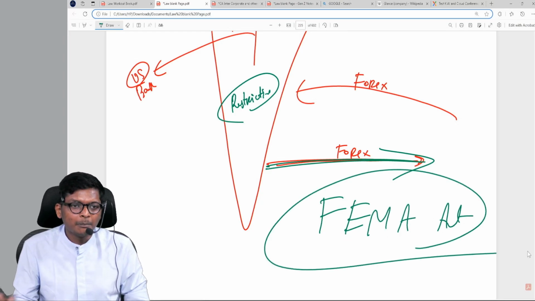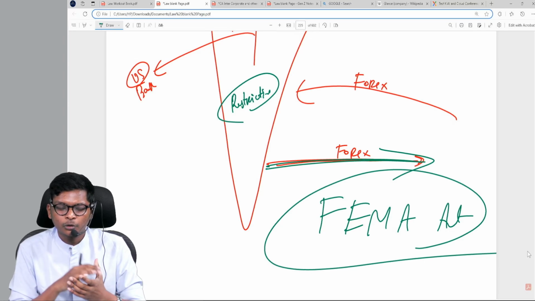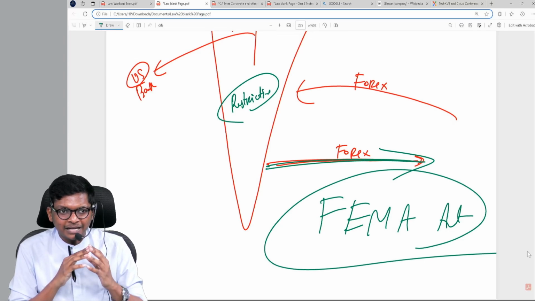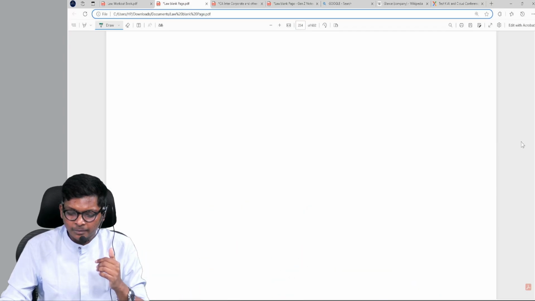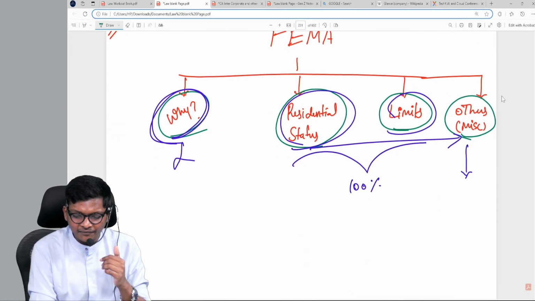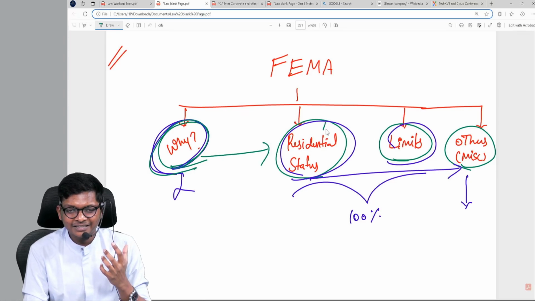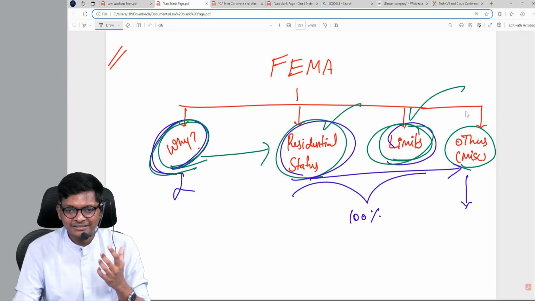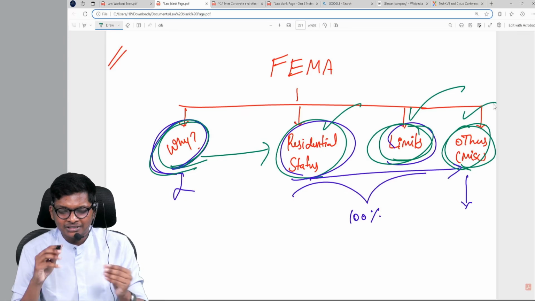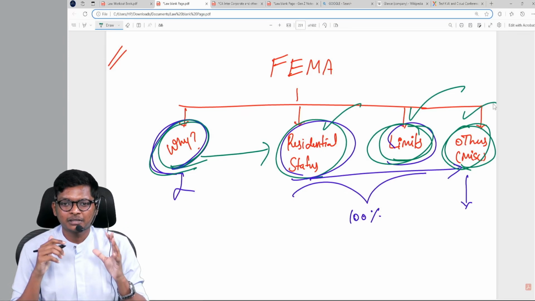Foreign Exchange Management Act. Understood why we have this Act? Are you able to follow? Are they going to ask why we have this Act in the syllabus exam? No. But when you know why we have this with such deep logic, residential status is nothing, limits is nothing, others is nothing. You just have to memorize a few things for the sake of it, and you will score in exams. That's it.